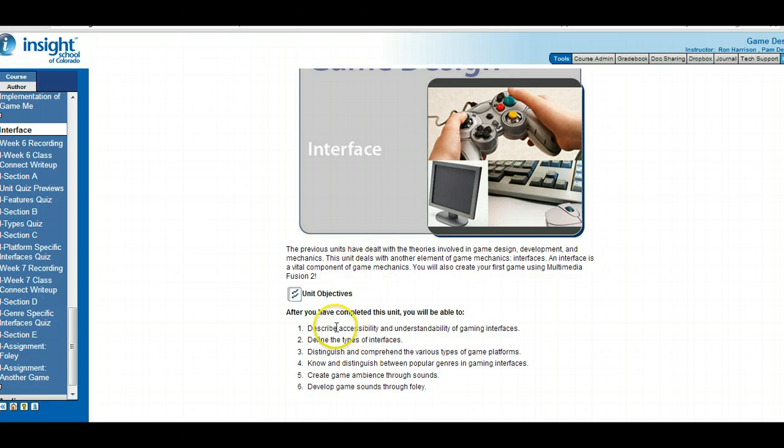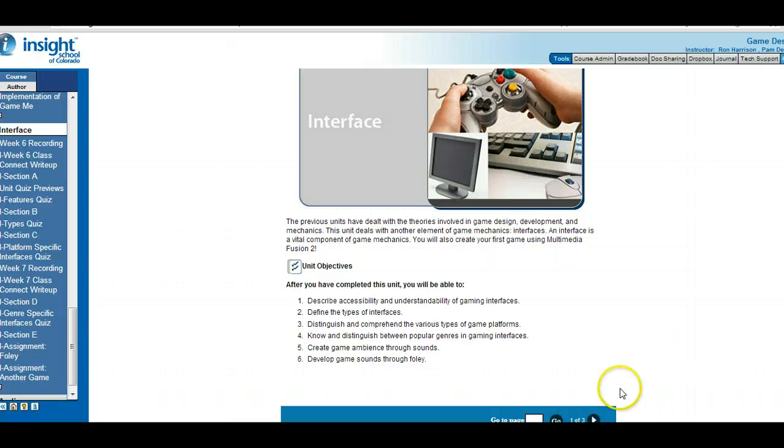But for this unit, you're going to describe accessibility and understandability, define types of interfaces, comprehend various types of game platforms, know and distinguish between popular genres in game interface. And this is all numbers 1 through 4 here. These are all sections A, B, and C. Now, week 7, you'll look at ambiance through sounds and develop some game sounds through a process called Foley.